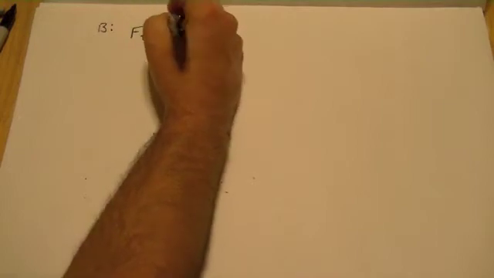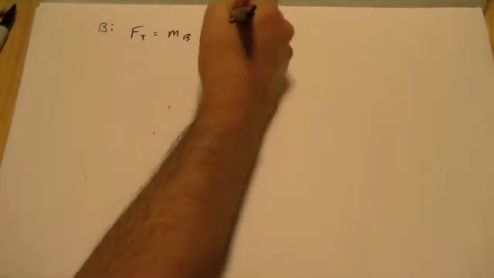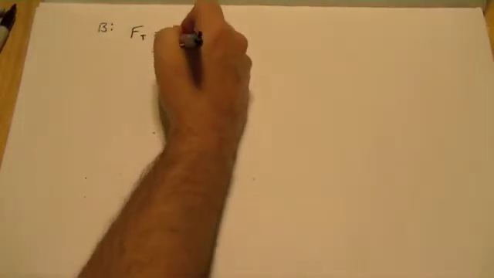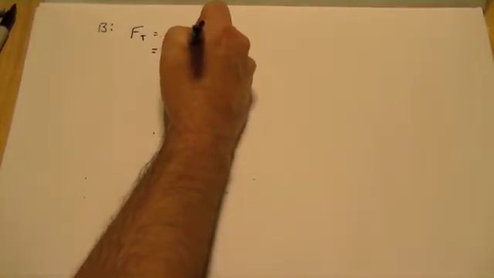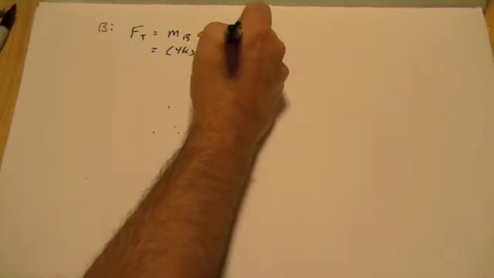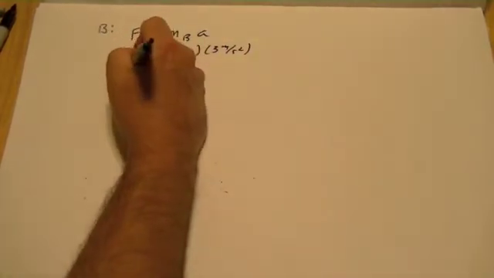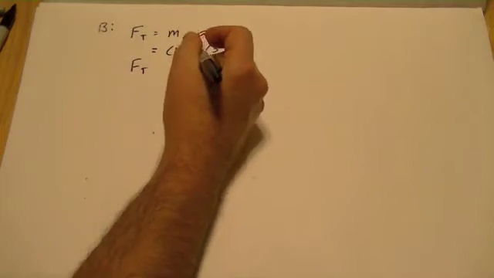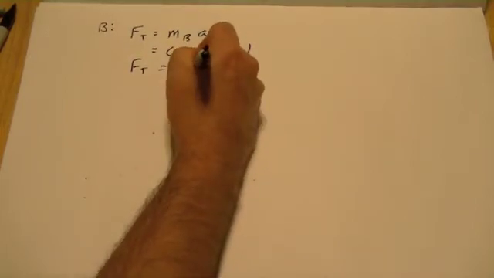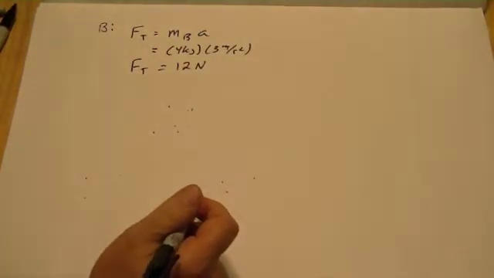So keeping the problem in front of us, I don't know if it's moved out of camera frame, but I can just, again, copy down the equations here. So for box B, I have the tension equal to mass of the block times its acceleration. And in this case, that's going to be 4 kilograms times 3 meters per second squared. So the tension on the string pulling box B is equal to 12 newtons. Newton being the unit of force.